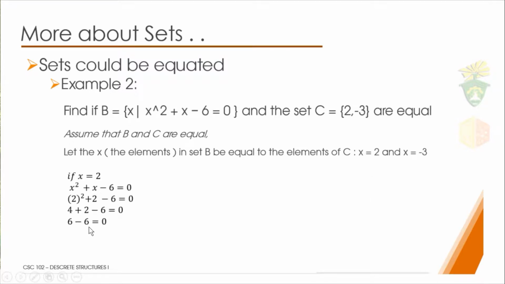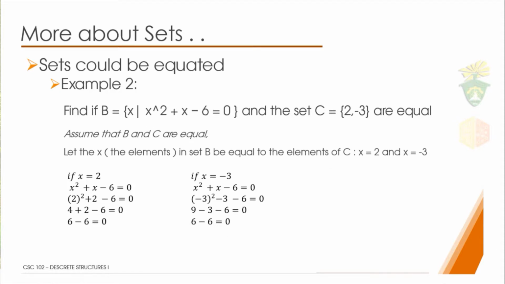So if x is equal to 2, we see that x satisfies the equation since it is equal to 0. See here? This equation should be equal to 0, and when we substitute x equals 2, it is now equal to 0, which satisfies the equation. Let's try x is equal to negative 3. This time, if we substitute x with negative 3, we also get 0, satisfying this equation.